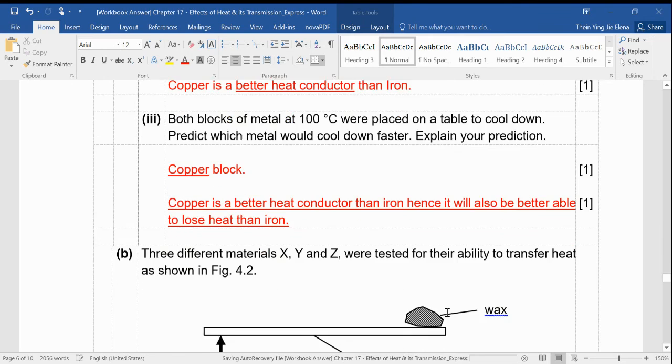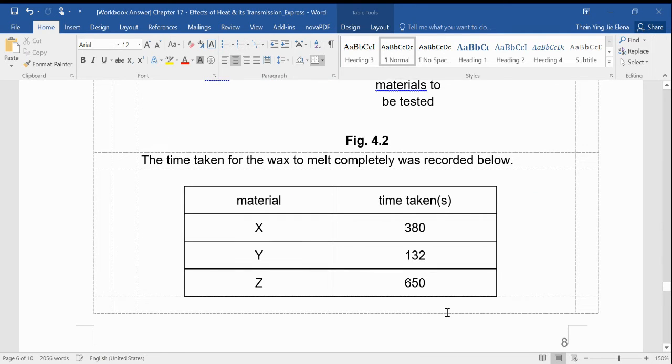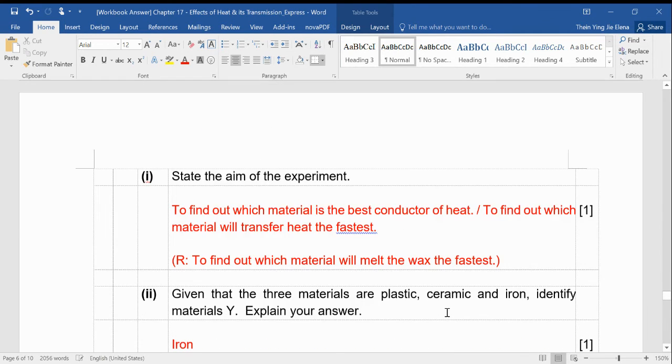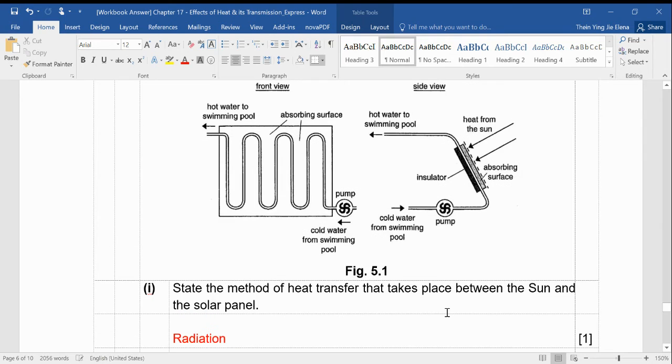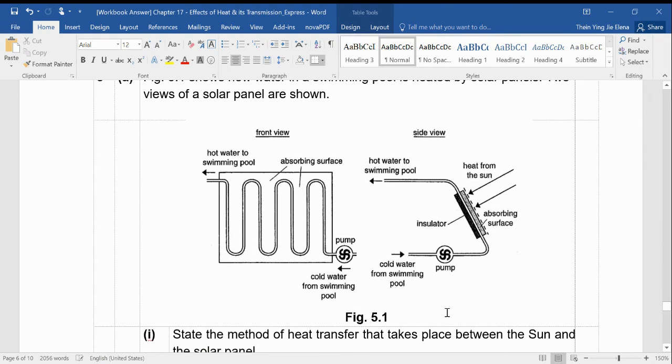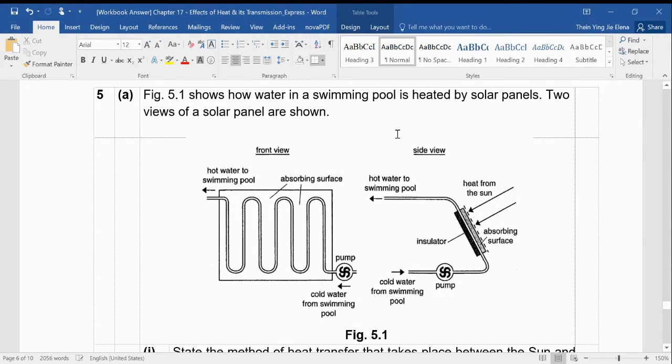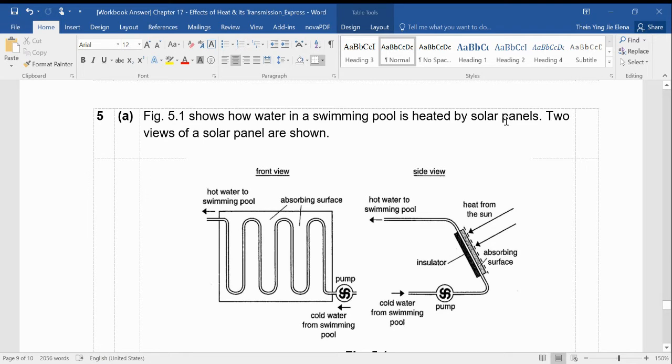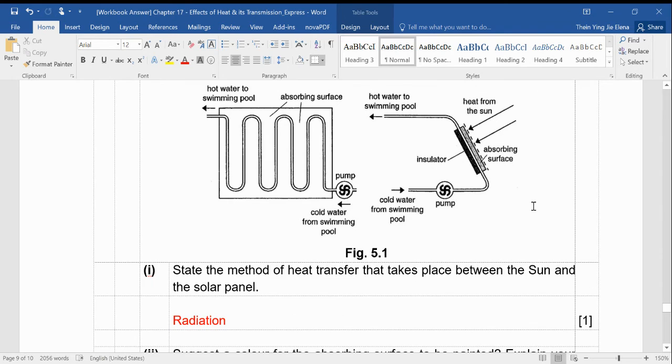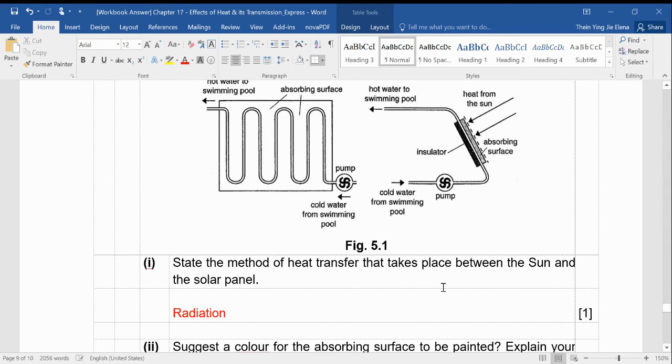Let's go to question 5. Swimming pool heated by solar panels. When you see the word solar panels, you know it has to do with something related to the sun. So it's heat transmission through radiation. State the method of heat transfer. Yes, radiation. Free mark here.